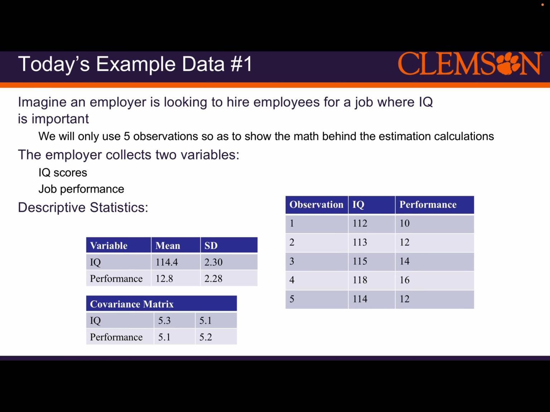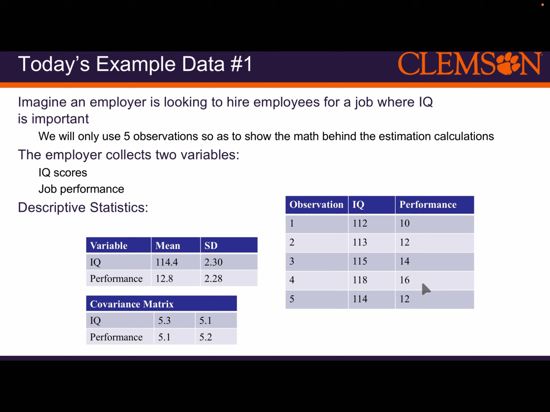To talk about estimation, we're going to use a very small example data set. This came from Craig Enders' 2010 textbook about missing data. We're going to really only use 5 observations, a really small data set, to show the math behind the estimation calculations. To set this up, the story described in the book, which I think is hypothetical data, is this: imagine you're trying to hire employees for a job where an old-fashioned IQ score, like the Stanford-Binet, would be important. Let's imagine you're an employer and you collect 2 variables, IQ scores and job performance.